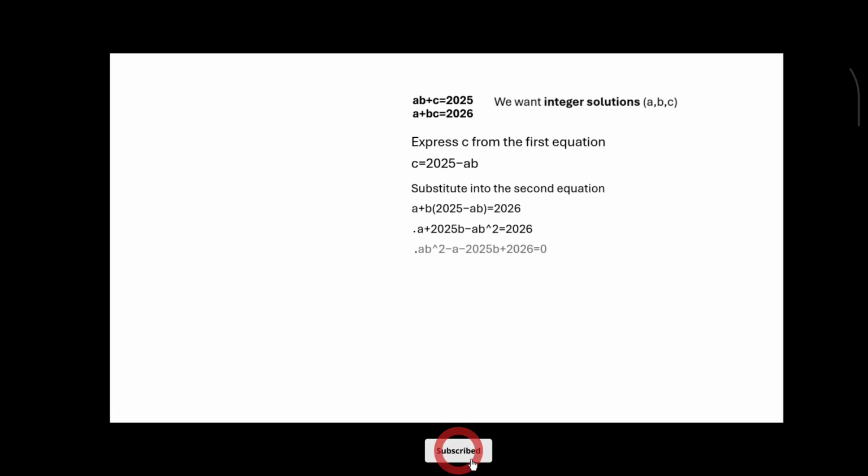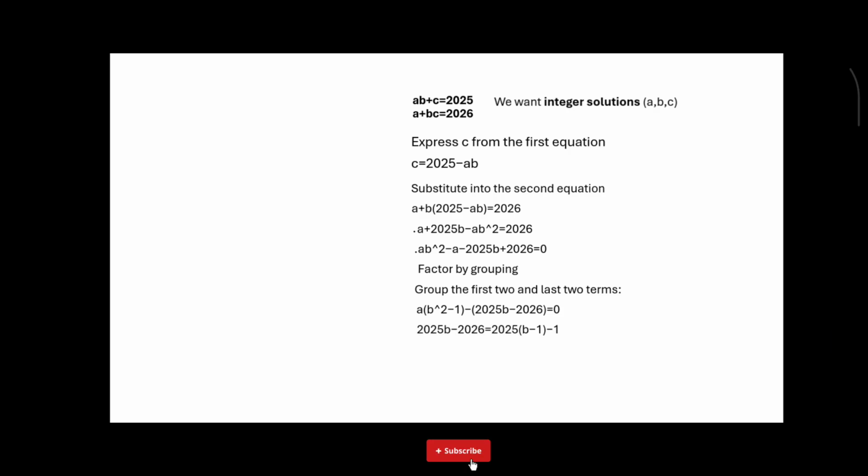Rearrange everything to one side. a times b squared minus a minus 2025 times b plus 2026 equals 0. Now factor by grouping. a times (b squared minus 1) minus 2025 times (b minus 1) equals 0. Notice that 2025 times (b minus 1) can be written as 2025 times (b minus 1) minus 1.